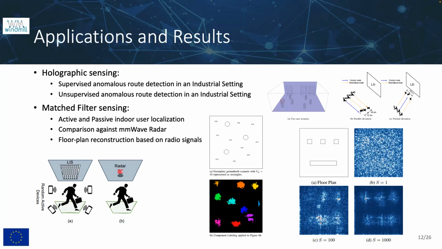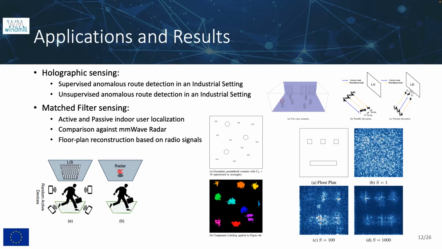And then for the matched filter sensing, which is the other method that we propose, we have three applications. The first one is active and passive indoor user localization. It's going to be something like this. This little square corresponds to the modeling of some humans, with the skin parameters for reflection of the signals, and then some scatterers. I will also develop this later on, but we will see how we get this kind of result that is able to localize passive users in a passive manner.